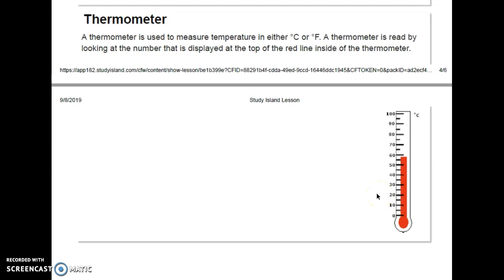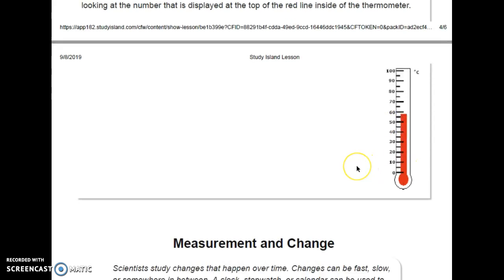A thermometer is read by looking at the number that is displayed at the top of the red line inside the thermometer. So if we are looking at this thermometer right here, the temperature is about 55 degrees.